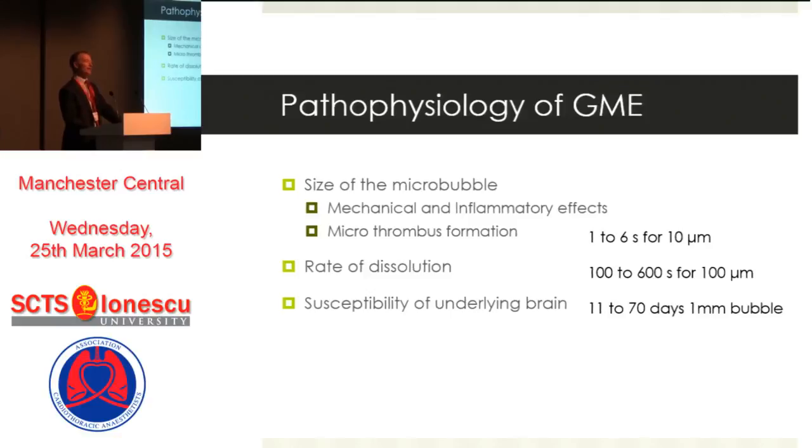And finally, we're beginning to understand the susceptibility of the underlying brain, especially the elderly brain, perhaps the hypertensive, the alcoholic, and those with COPD. They appear to have brains more susceptible, perhaps because of a higher inflammatory basis to their elderly brain, and are more susceptible to these types of injuries.